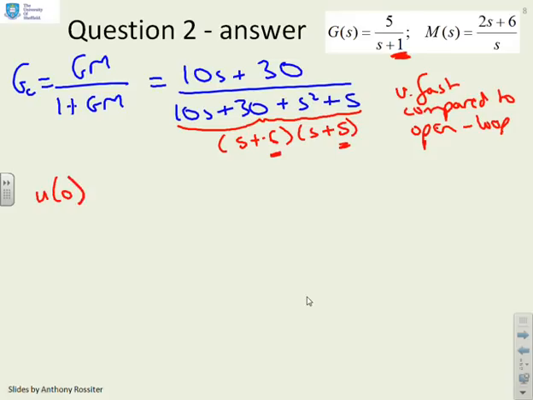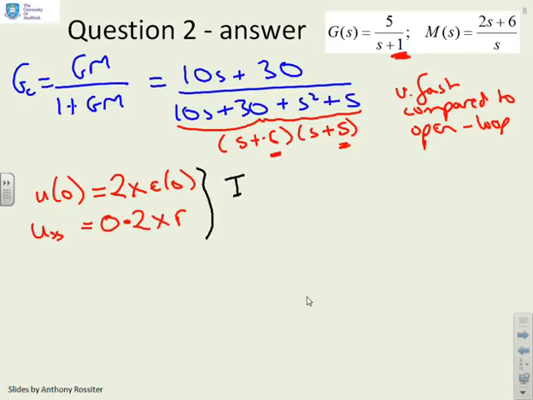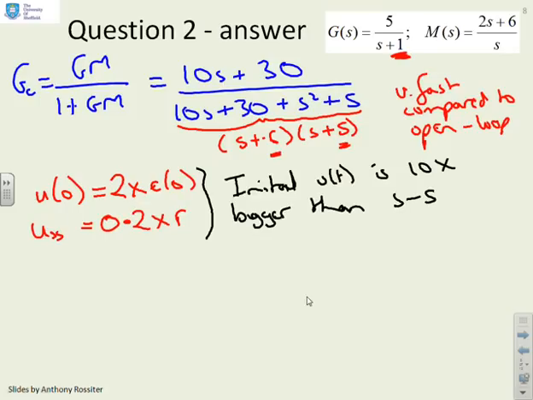If I look at u of 0, you'll see it's going to be 2 times e of 0. Whereas if I look at u steady state, it's going to be 0.2 times r, which essentially is the same as e of 0. So what do we notice? The initial u of t is 10 times bigger than steady state. So what we've got here is quite an aggressive control law. So when we move to Matlab, that's what we'll be expecting to see.